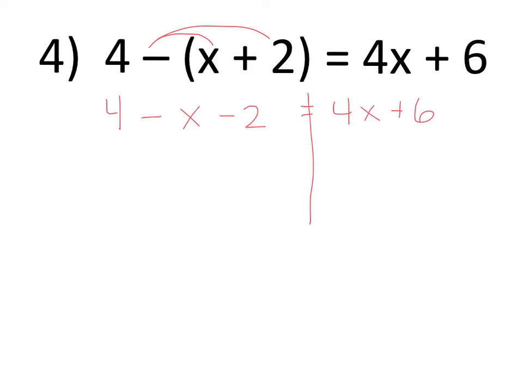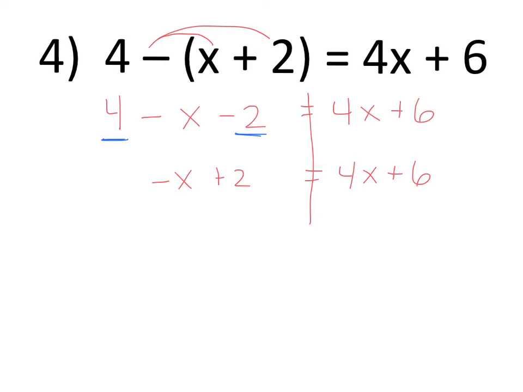However, over here, I can put together the 4 and the -2, and I need to do that. So I'm going to combine those, and I'm going to get -x, and then 4 minus 2 is plus 2 equals, and on the other side I got 4x plus 6. Okay, so step 1, distribute. Step 2, combine like terms.